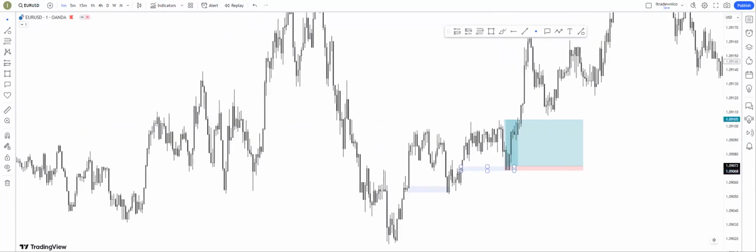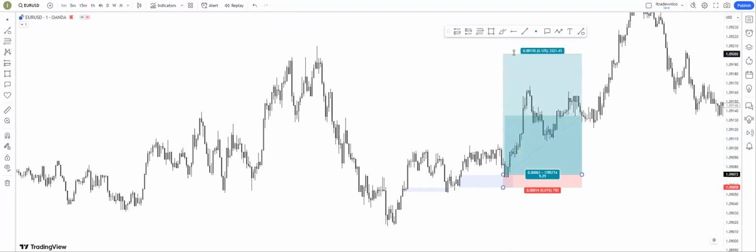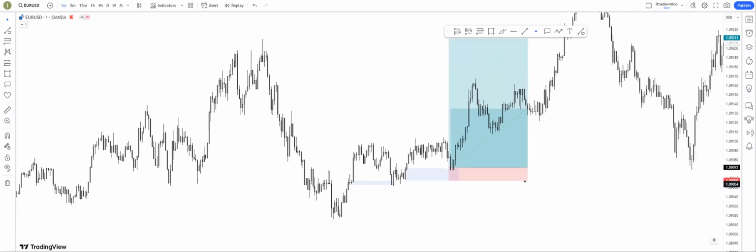Me personally, if I have to take this setup, I will just take the whole imbalance fill. To me, that's what I wanted to do. I wouldn't take it, but I can take it if my target is up here. That's what I will do, right?